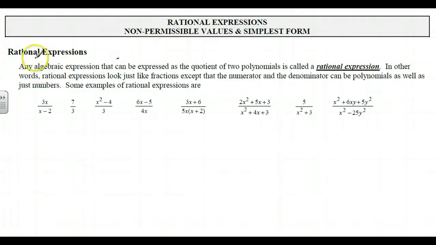So, any rational expression, any algebraic expression that can be expressed as the quotient of two polynomials is called a rational expression. In other words, they look just like fractions, except the numerator and denominator can be polynomials, as well as just numbers. Here's some just numbers. And here's polynomials, 3x over x minus 2, x squared minus 4 over 3, and so on. If you'd like, you can pause and take a look at the ones on your sheet.